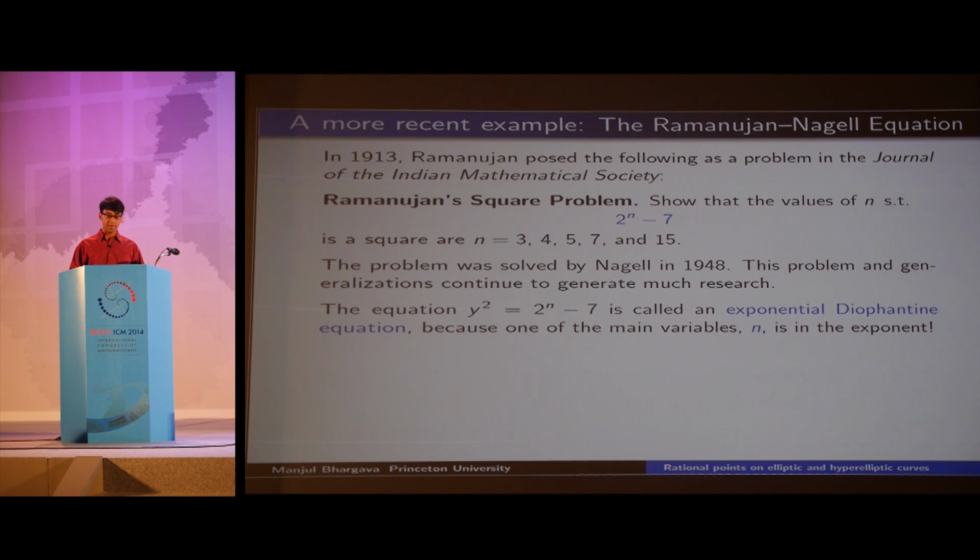So this is a very different kind of equation. It's called an exponential Diophantine equation because one of the main variables, n, is in the exponent.